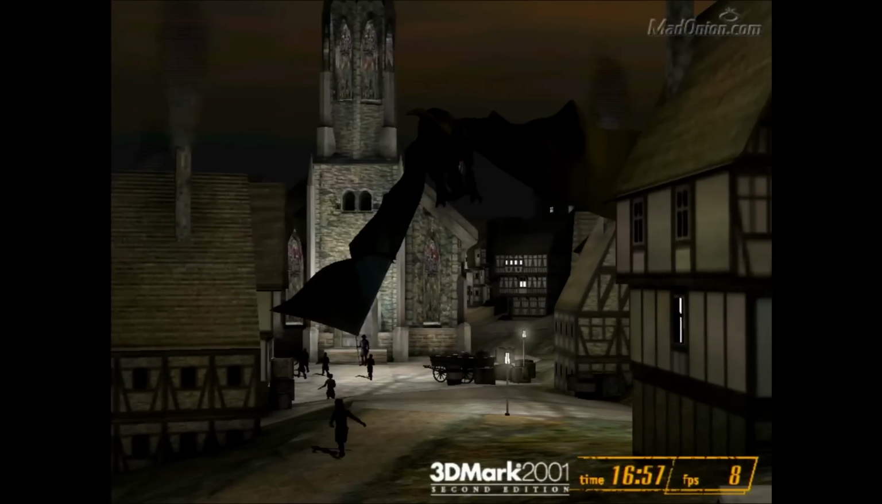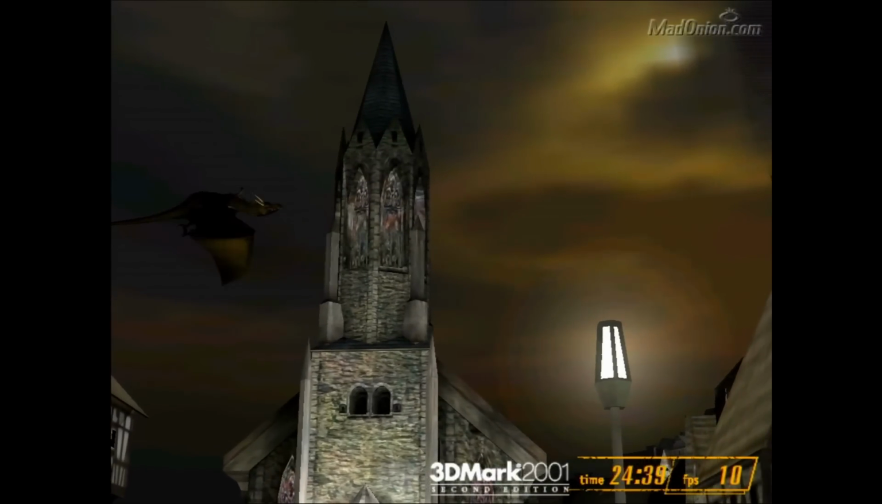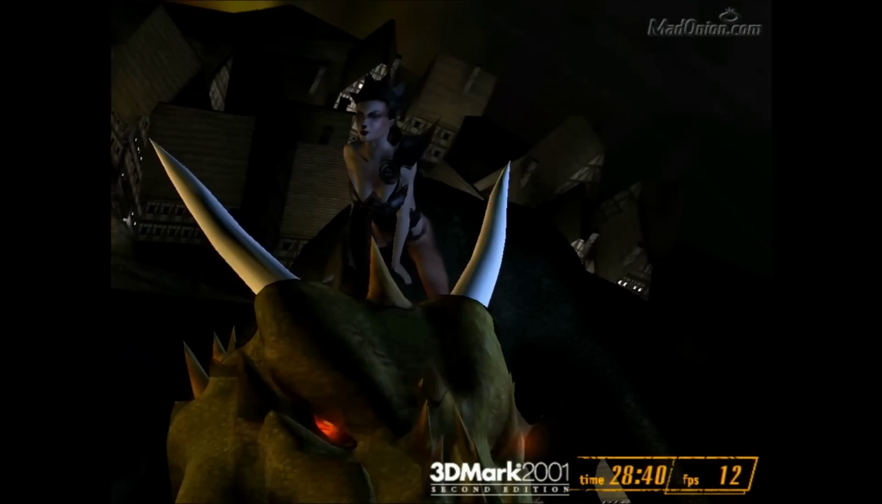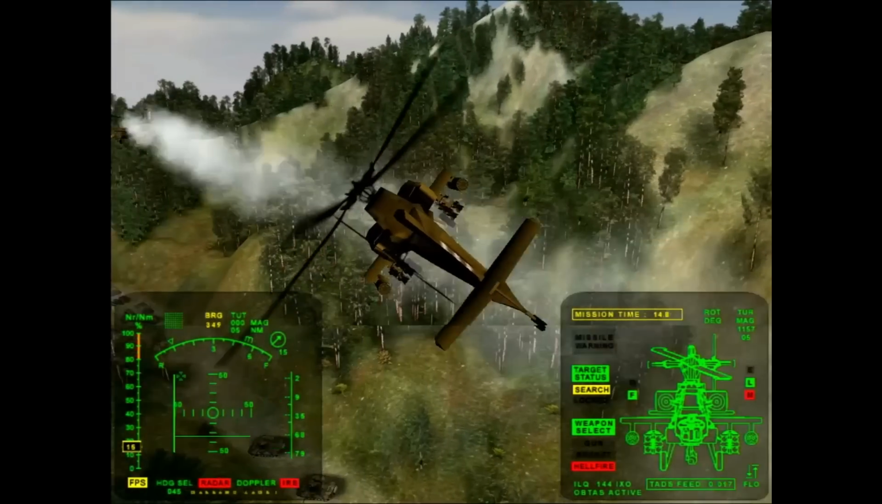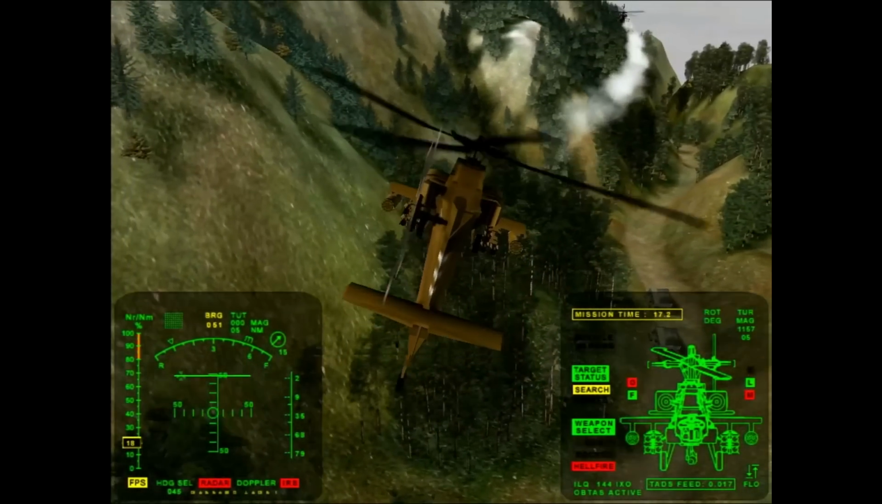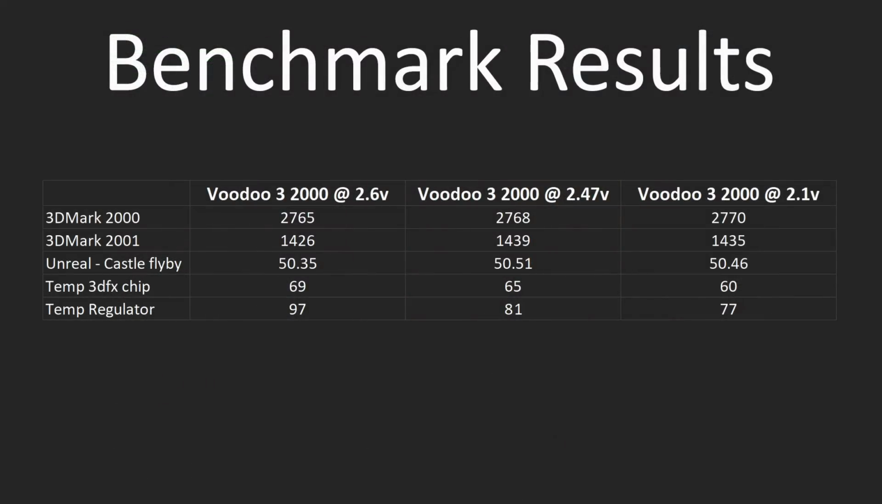The results of the benchmark will also be helpful to compare how much extra performance we can get from an overclocked Voodoo 3 2000 once I'm done replacing the heatsink. The tests I have chosen are 3D Mark 2000, 3D Mark 2001 and the Unreal Castle Flyby benchmark, which you have seen in the background so far. Unsurprisingly, the card performs exactly the same at any voltage. Be it the stock voltage of 2.6 volts, the maximum voltage with a mod attached of 2.47 volts, or the minimum voltage plus the safety margin before we see artifacts on the screen at 2.1 volts.